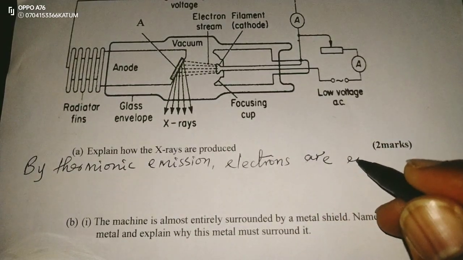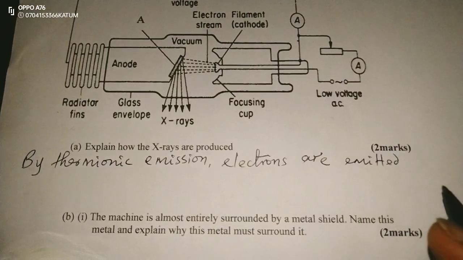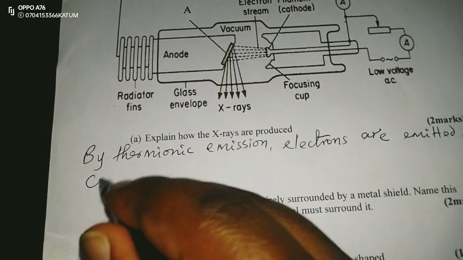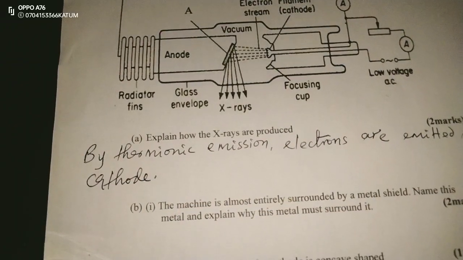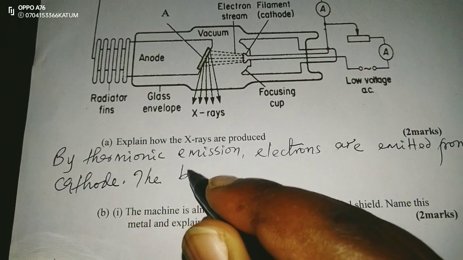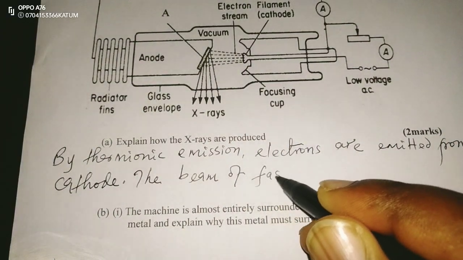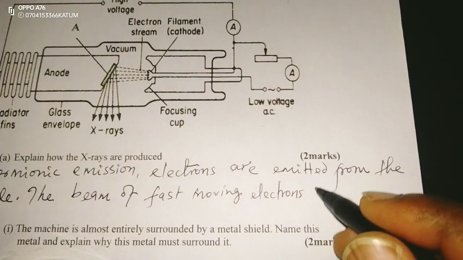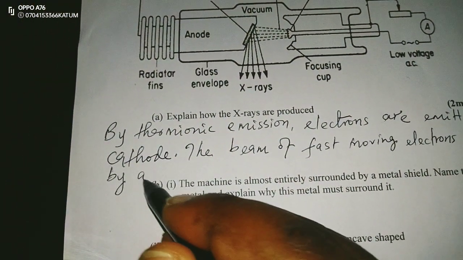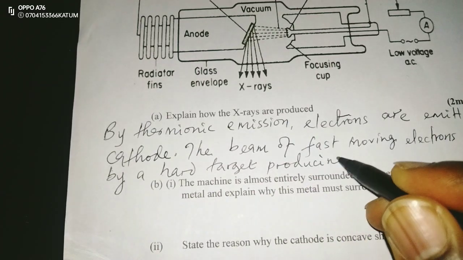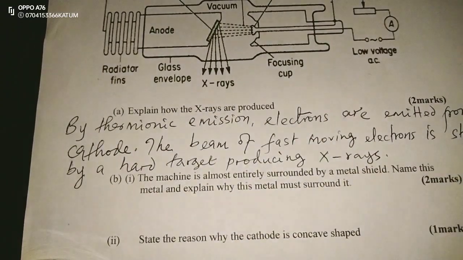Electrons are emitted or dislodged from the cathode. Something else we should know is that the beam of fast-moving electrons is stopped by a hard target, producing X-rays. So that is how we produce X-rays.